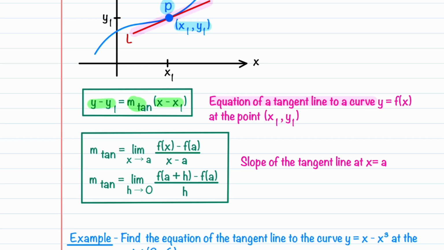When we find the equation of a tangent line, most of our time is going to be spent in actually finding the slope of the tangent line, and that slope using a limit definition can be defined in two ways. In the example that we're going to do, we're going to use both of these formulas so that you can see how they both work. It really depends on what your function is as to whether one is easier than the other.